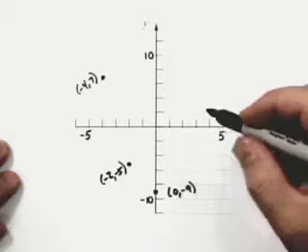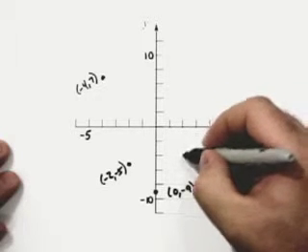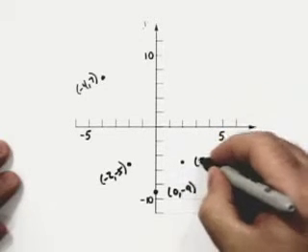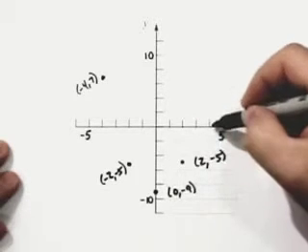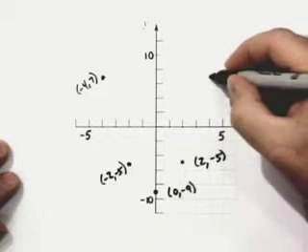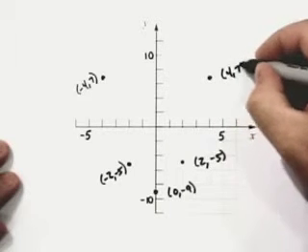Our fourth point was 2, negative 5. So 2 down to negative 5. 2, negative 5. And then the last point was 4, 7. So go over to 4, up 7. We have the point 4, 7.